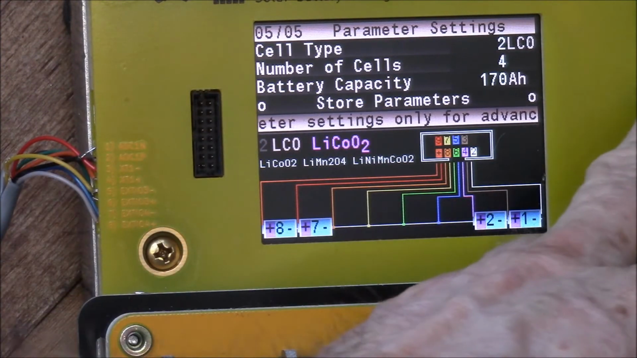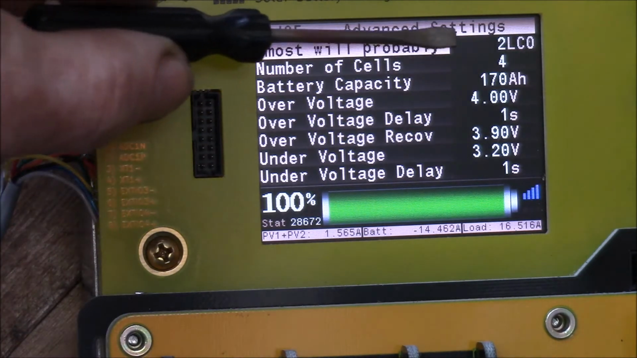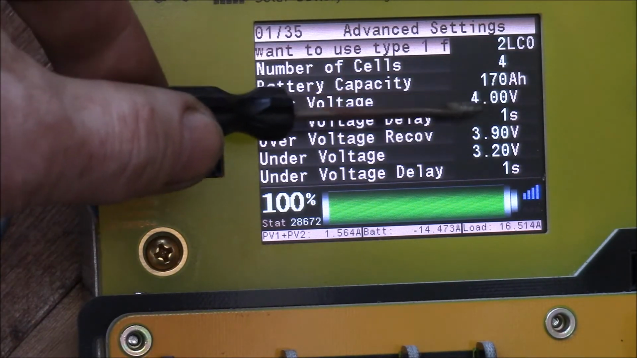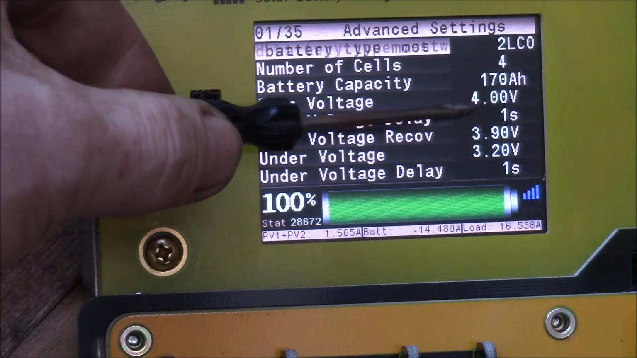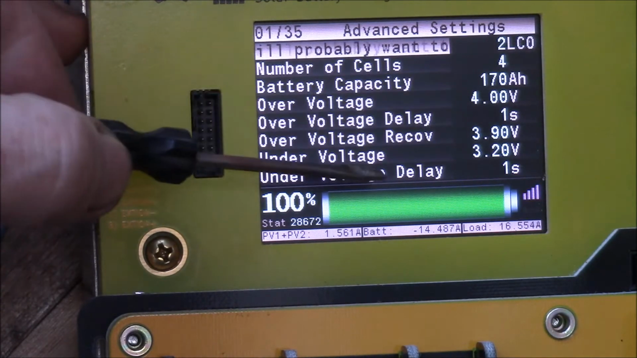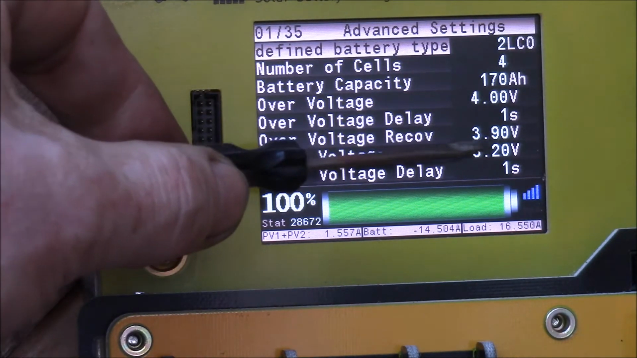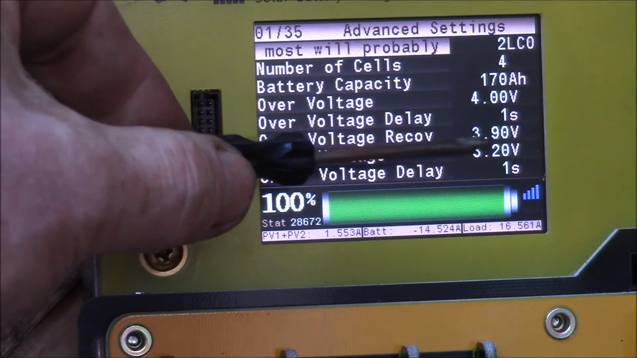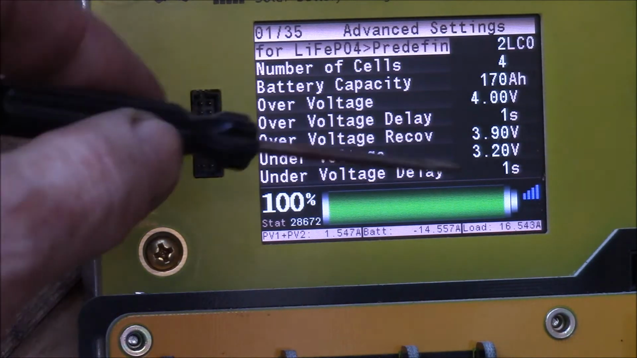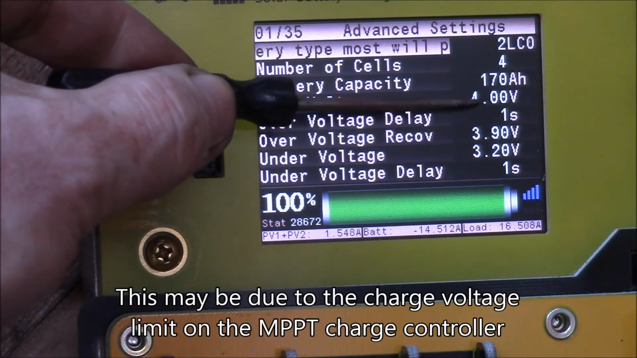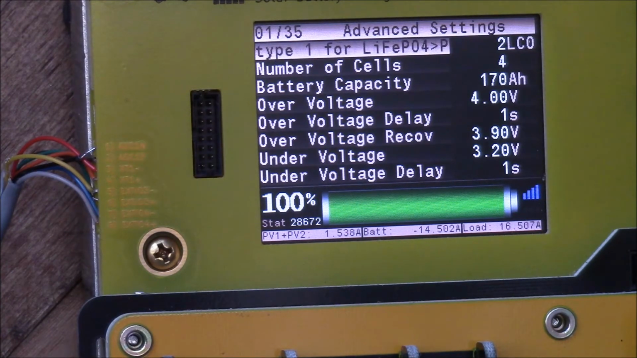I'll show you here the advanced parameters that I changed. So this kind of duplicates some of the same settings here. You have lithium cobalt, 4 cells, 170 amp hours. And as I mentioned, Dacian sets this up on lithium ion, 4.00 volts per cell. So that was good. You have a delay. And then the over voltage recovery, this was 3.80, and I bumped it up to 3.90. I might actually go a little bit higher than that, because one thing I notice is it'll charge up to essentially this 4 volts, and then it shuts off until it gets below 3.9 volts or 3.8 volts.